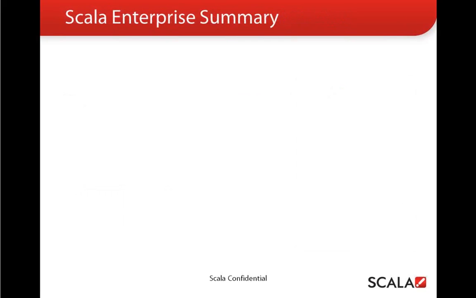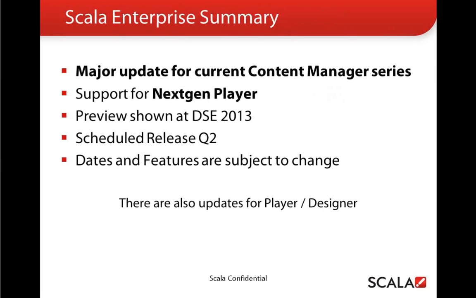So let's talk a little bit more about the summary of Scala Enterprise. Scala Enterprise is the first major update to our current content management system. It supports our next generation player series, which includes things like the Android players and also the Samsung Smart TV players. We showed a preview at DSC. It's scheduled for release in the latter part of Q2. And naturally, we're just going through a beta program, so these dates may fluctuate a little bit, but we're currently scheduled for a Q2 release.